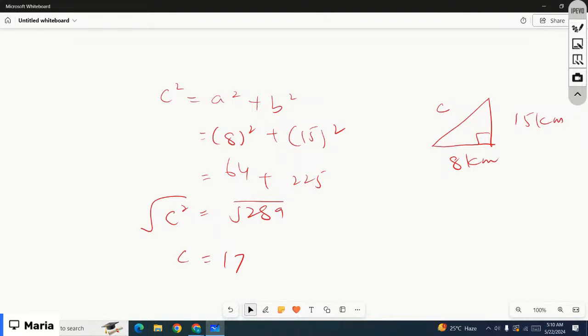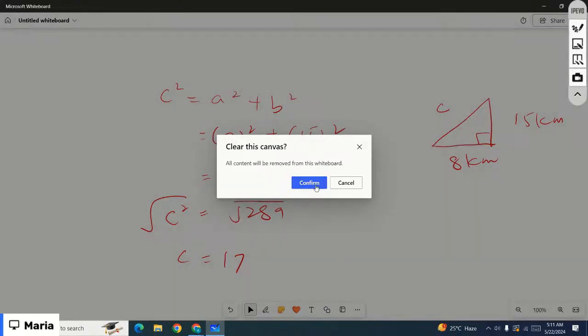Okay, the next example is, that is 6 feet and 8 feet. You have to find the hypotenuse, right?